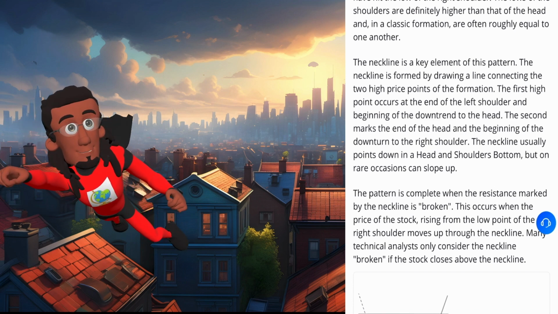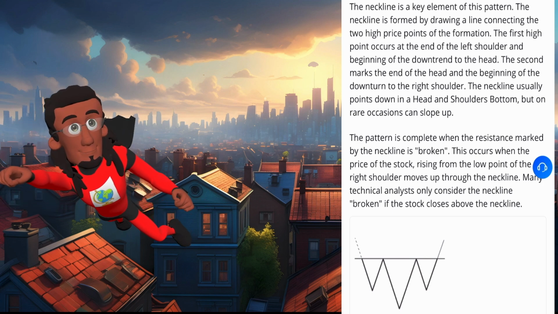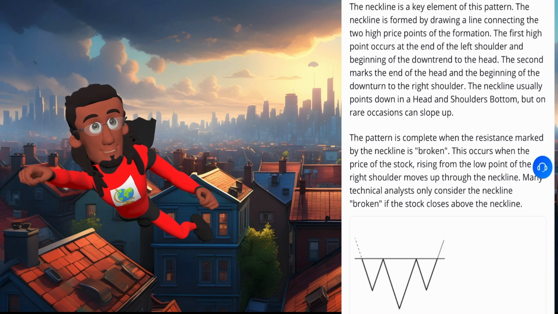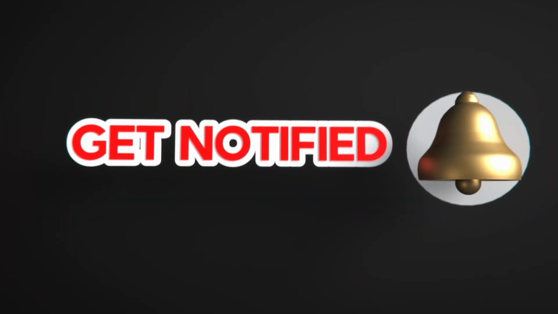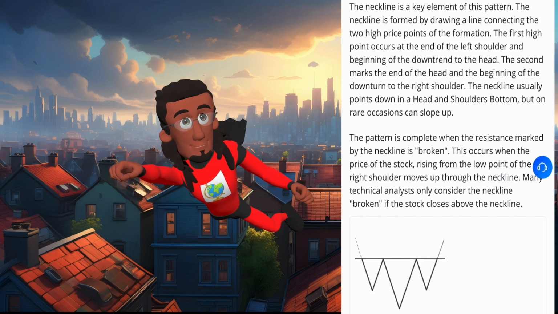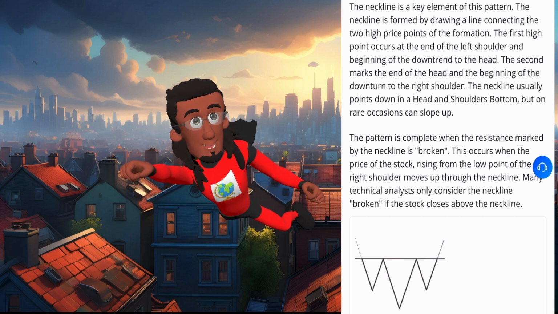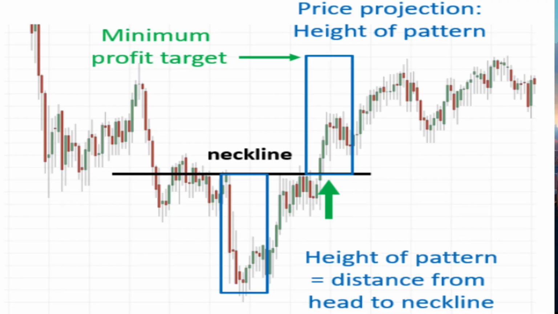You see that? Roughly. The neckline is a key element of this pattern. The neckline is formed by drawing a line connecting the two high point prices of the formation. The first high point occurs at the end of the left shoulder. You can see this on the diagram down below. And beginning of the downtrend. The second marks the end of the head and the beginning of the downturn to the right shoulder. The neckline usually points down in a head and shoulder bottom, but on rare occasions can slope up. So watch out for that.